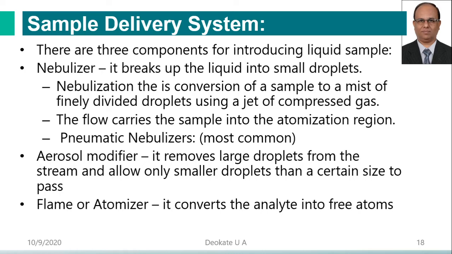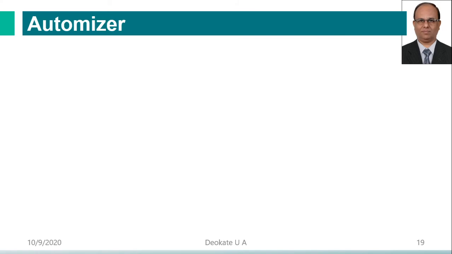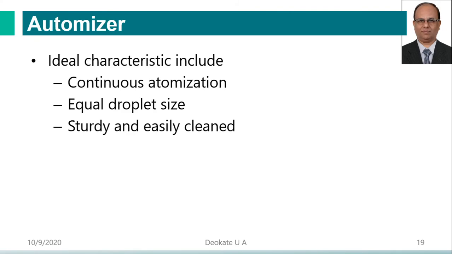Okay, then there is a flame or atomizer. It converts the analyte into free atoms. Okay, so there is not a certain device used. They are generally the flame itself only. What are the various atomizers? So ideal characteristics include continuous atomization. Atomization, that is not automatic. Okay, don't get confused with automatic. Automatic is different. Atomization means converting into small droplets.